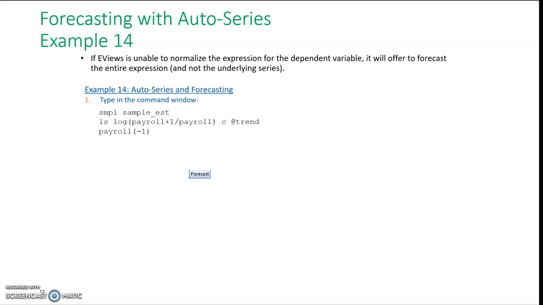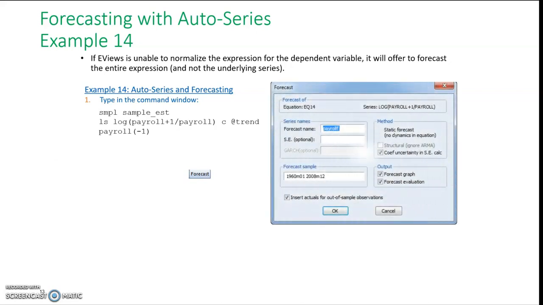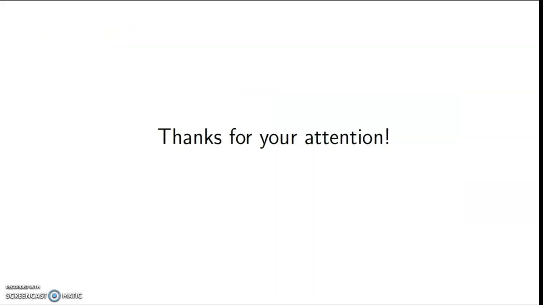If eViews is unable to normalize the expression for the dependent variable, it will offer to forecast the entire expression and not the underlying series. And here is an example. This time I regress the log of payroll plus 1 divided by payroll on C and trend and payroll with lagged first lag, and then I have just static forecast, and I will set the sample, and if I click OK, then I will get the forecast values.